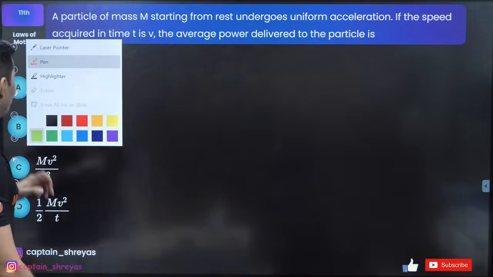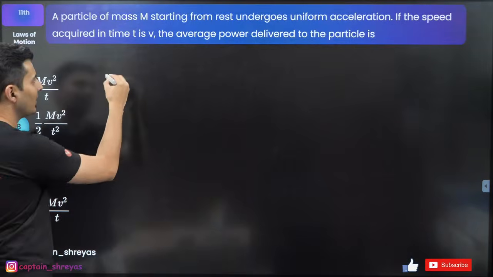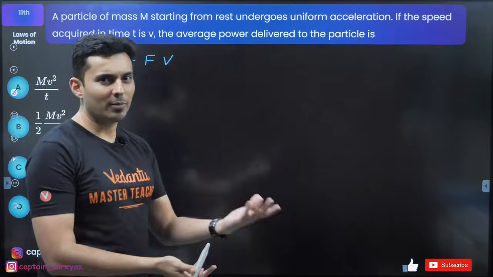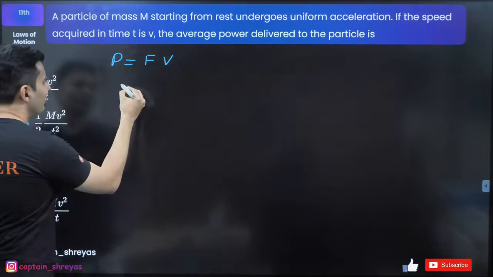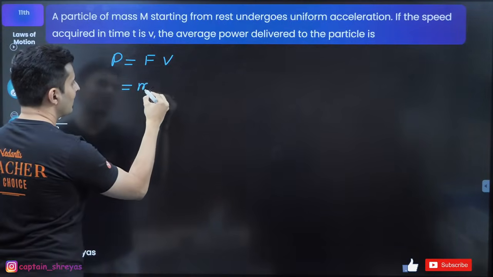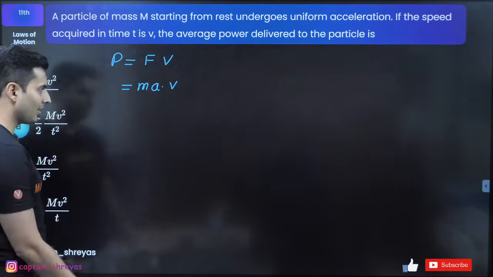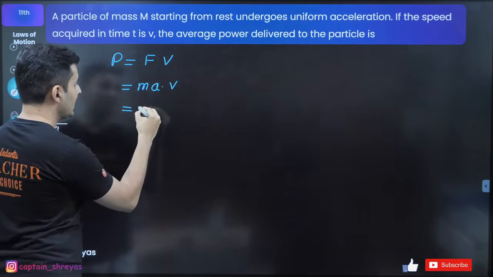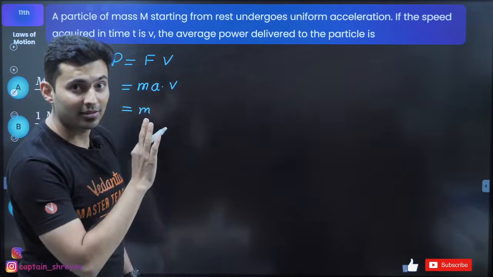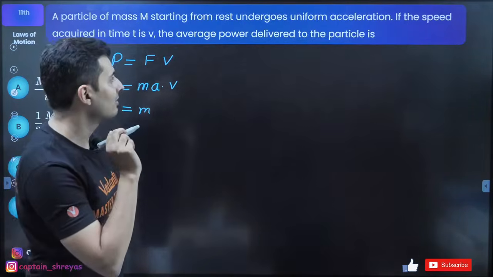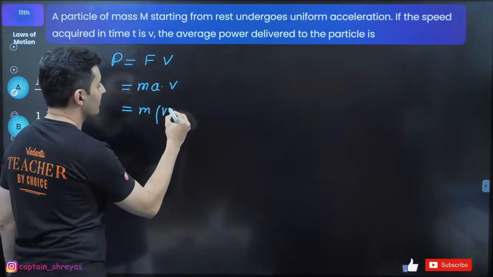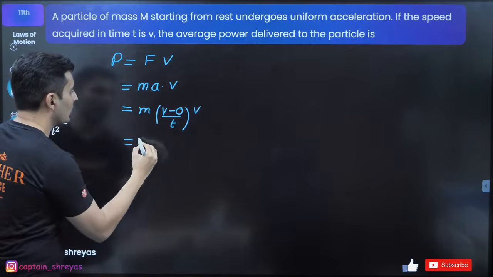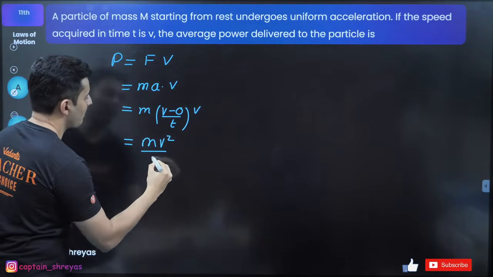Let's solve this question. Question is, what is the average power? So power is force into velocity, right? That's, or work by time. Cool. So force is nothing but mass into acceleration into velocity. Great. Now acceleration, I can say it is nothing but, because it is uniformly accelerating, can I not say acceleration is final velocity minus initial velocity by the time taken, into v. So this will become mv square by t.